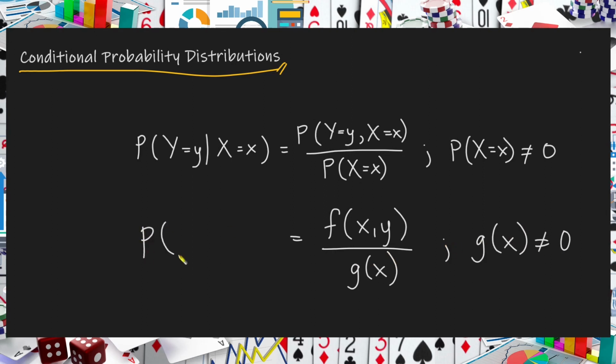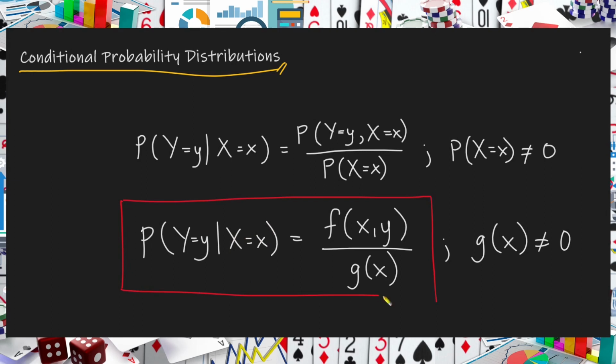Now, this special type of distribution, the conditional probability distribution, can be used to compute conditional probabilities. If we want to solve for the probability that Y will be equal to y given that X is equal to x, we simply need to evaluate f(x, y) over g(x), given that g(x) is not equal to 0. Take note that this equation can be applied for discrete or continuous random variables. Later we will apply it in our examples.